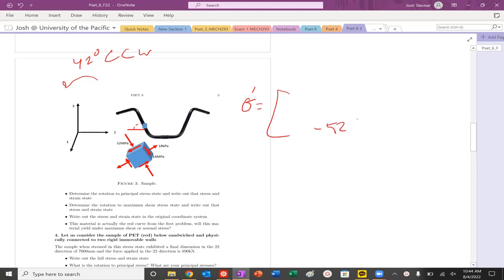MPa. This is all in MPa. So minus 52. There's going to be a stress in the 2 direction, which is going to be positive, so 52 times 10 to the 6. This is going to be 18 times 10 to the 3.